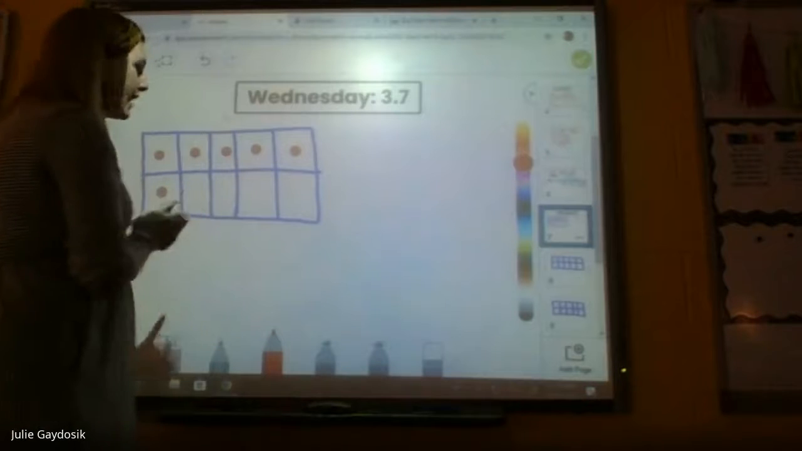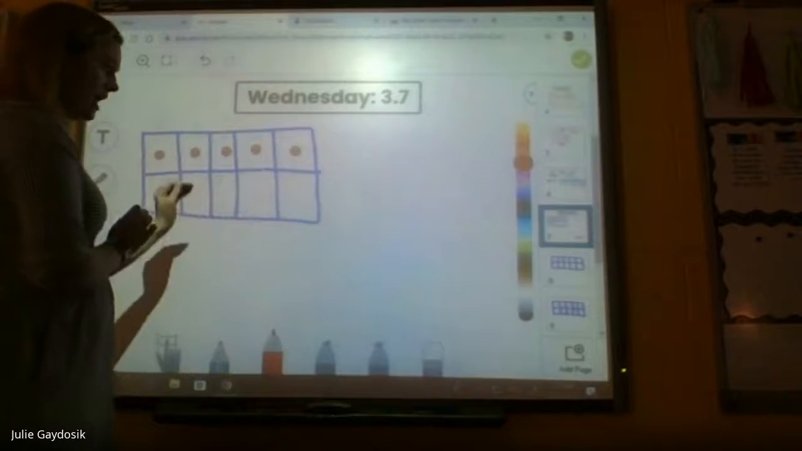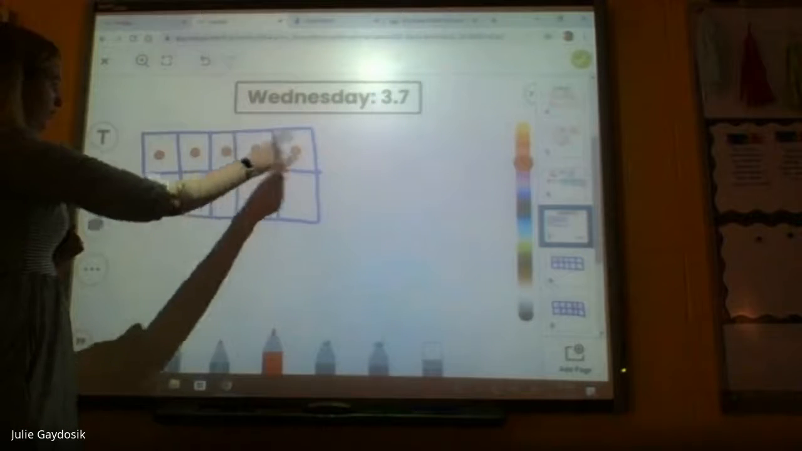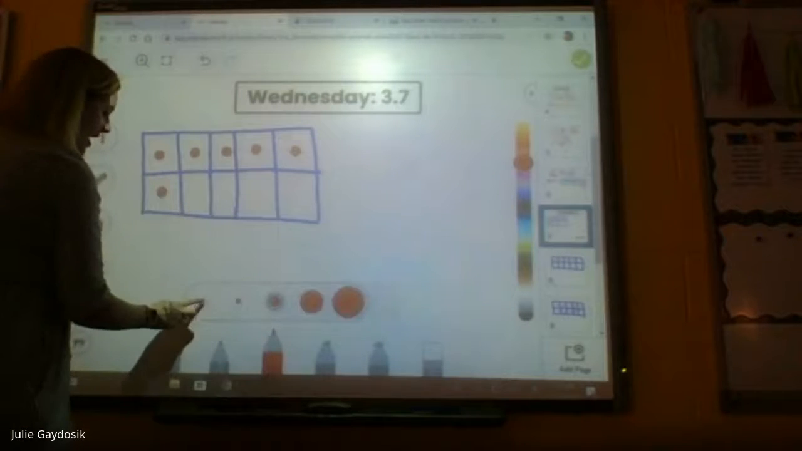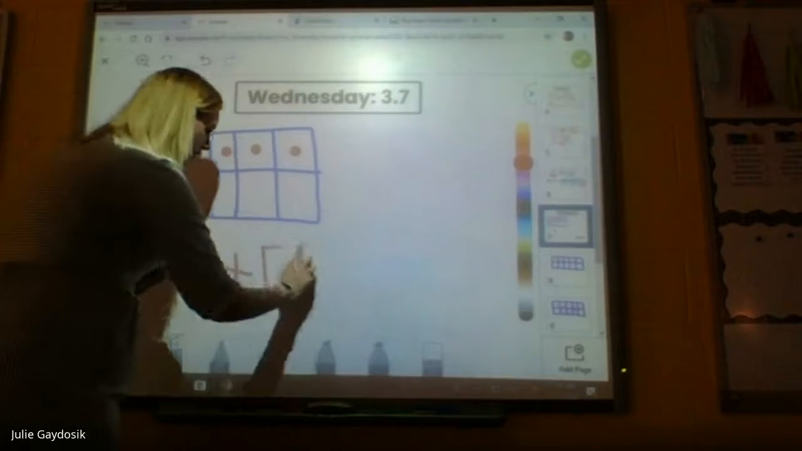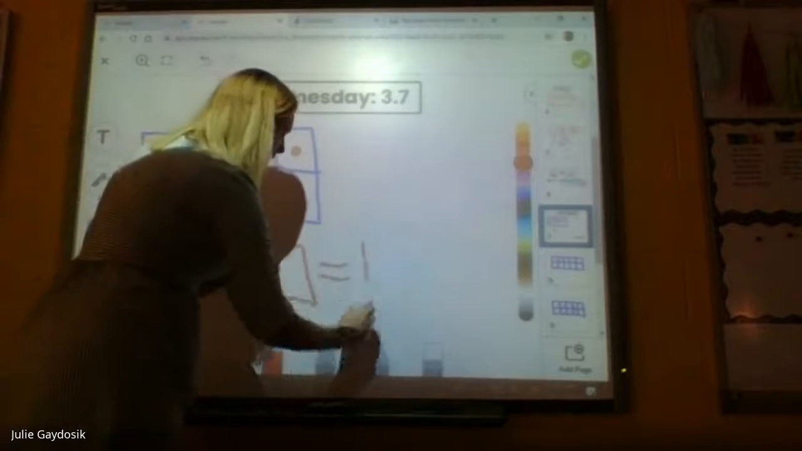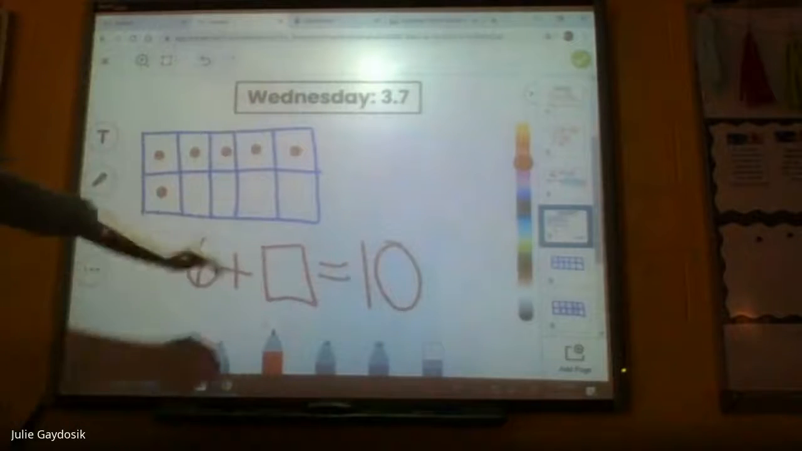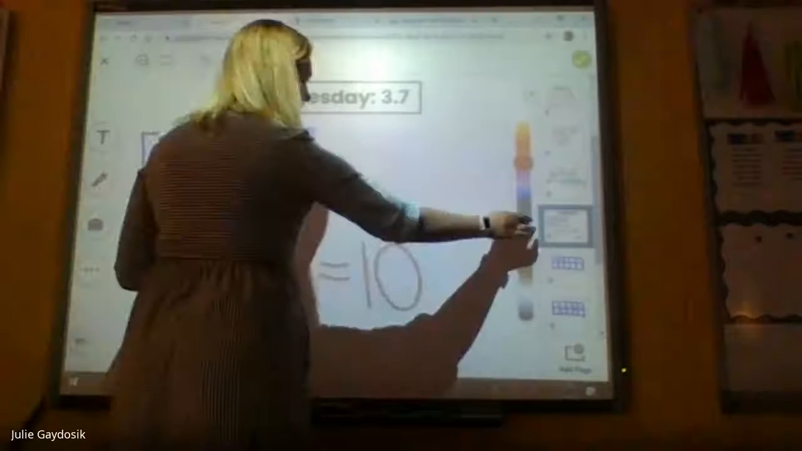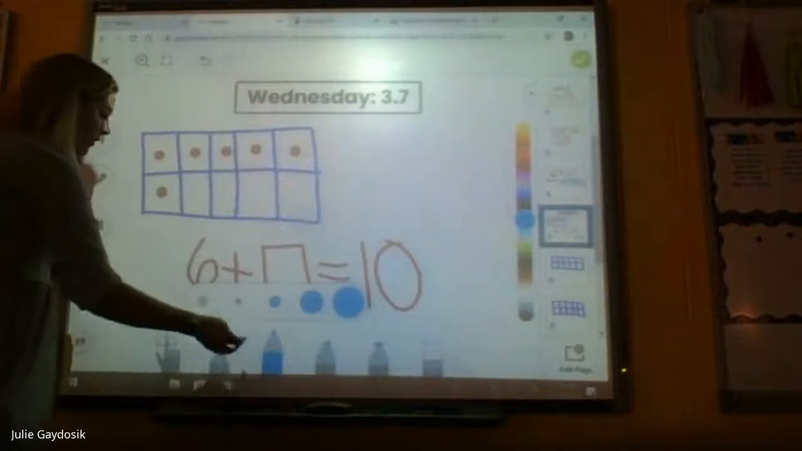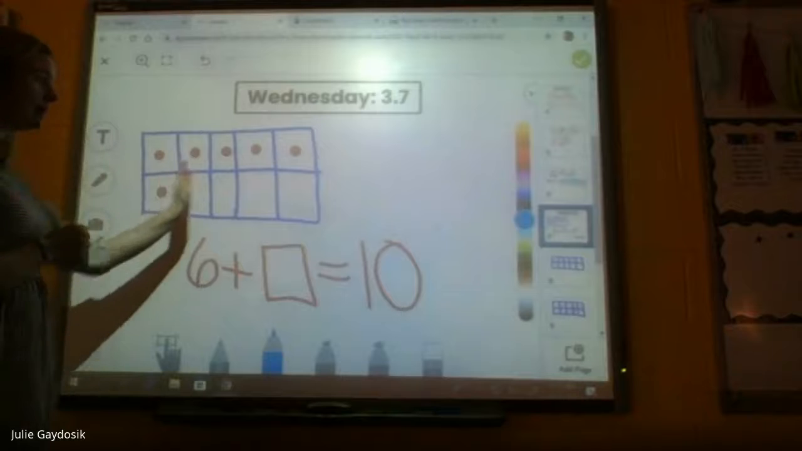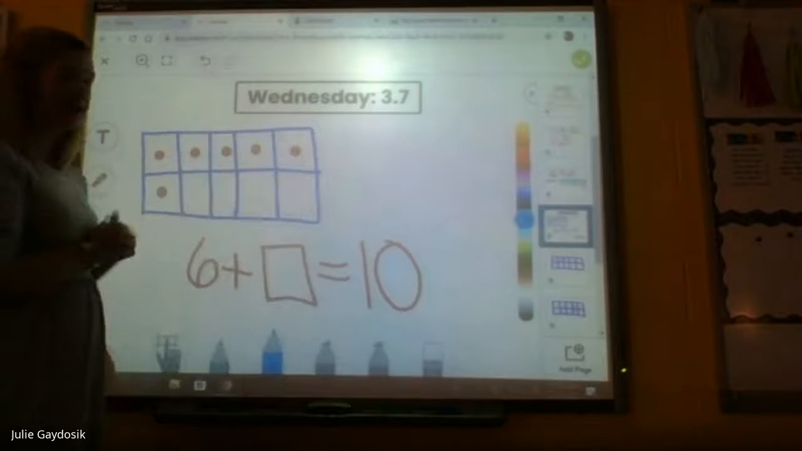So for example, I'm always making a 10, okay? This shows 1, 2, 3, 4, 5, 6. So I have 6 plus, I don't know how many, would equal 10, because this is a tens frame, so it fills the 10. I want to see how many it takes to fill the 10. So I'm going to count how many circles it takes to fill up my entire tens frame.